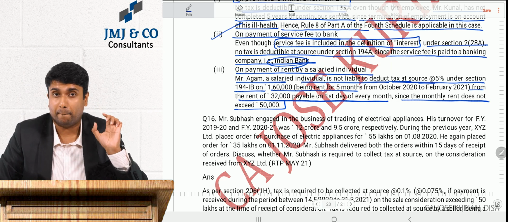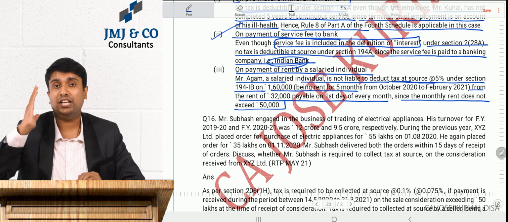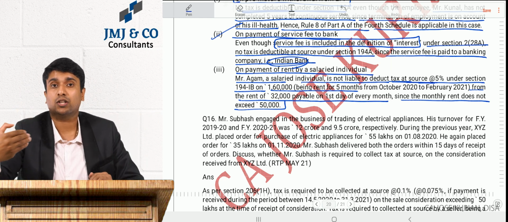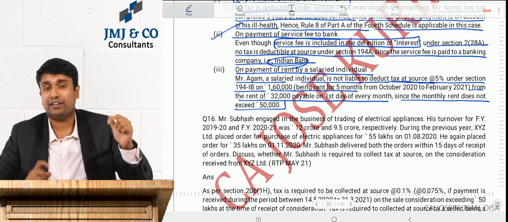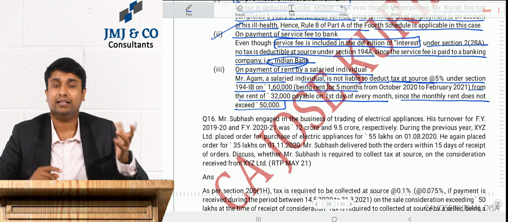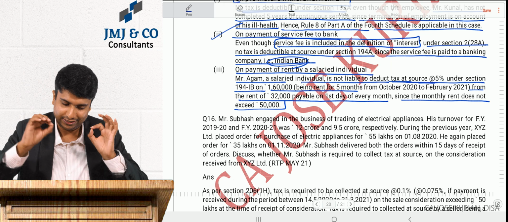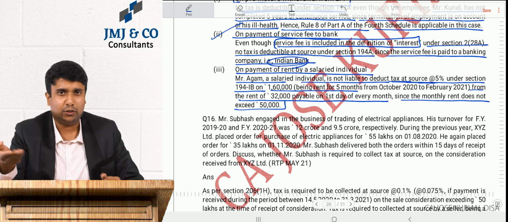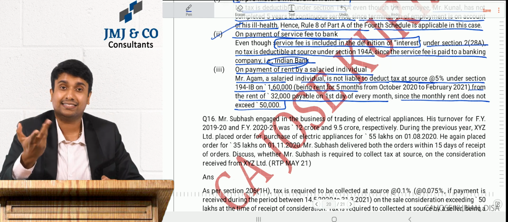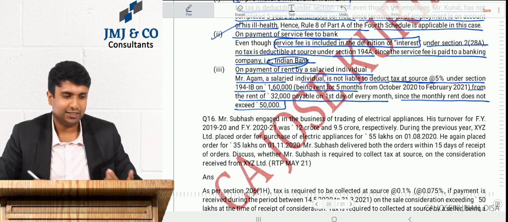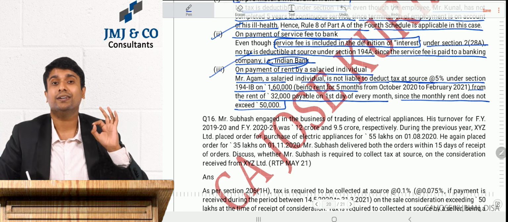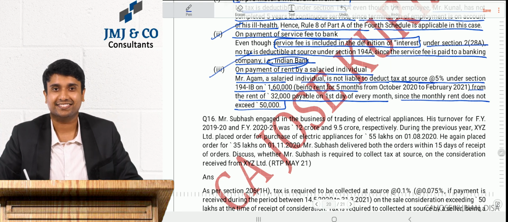Under 194IB, if an individual who is not covered under 194I is making a payment that is called rent, and the monthly rent exceeds 50,000 rupees, then only 194IB will be applicable. Here the monthly rent is only 32,000, right? So 194IB provisions are not applicable and hence TDS is not required to be deducted. So the answer to all 3 alternatives: no TDS, no TDS, no TDS. I hope this is clear. It is only a theory question.